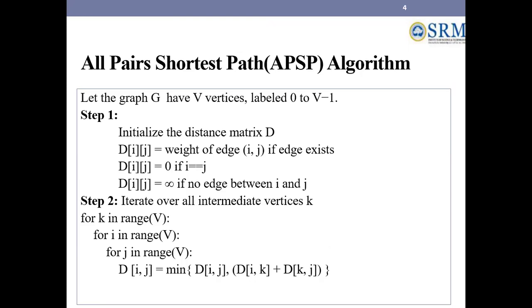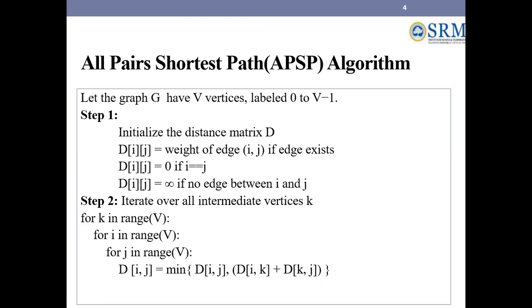And the algorithm. Let the graph G have V vertices. It's labeled with 0 to V minus 1 or 1 to V, depending on the implementation. Step 1. We have to initialize the distance matrix D. D is a distance matrix.